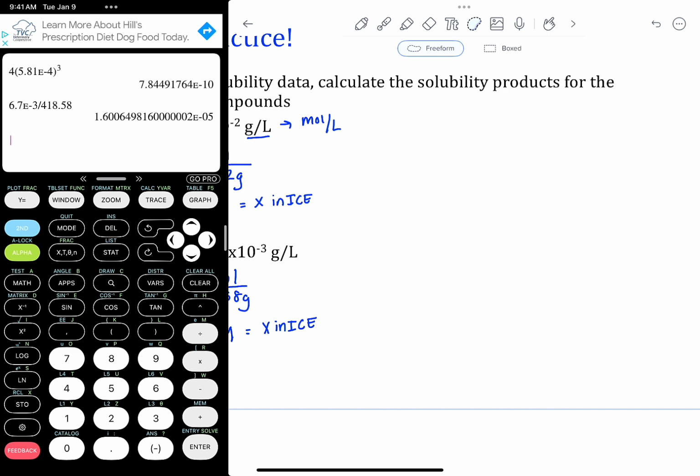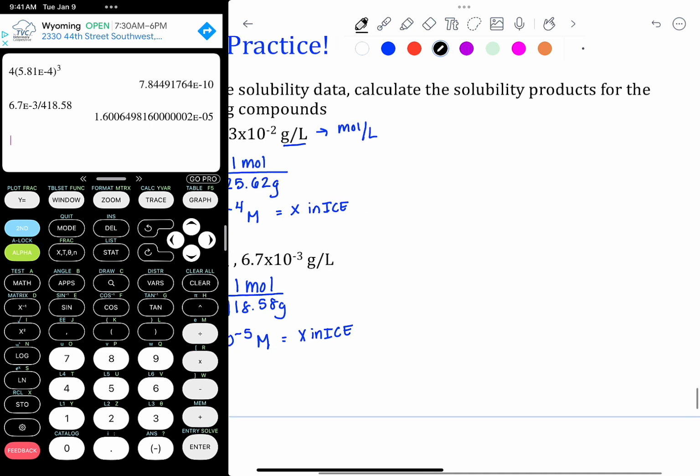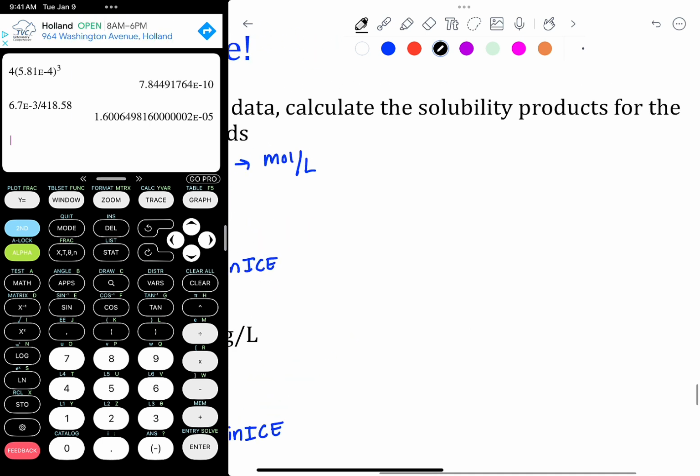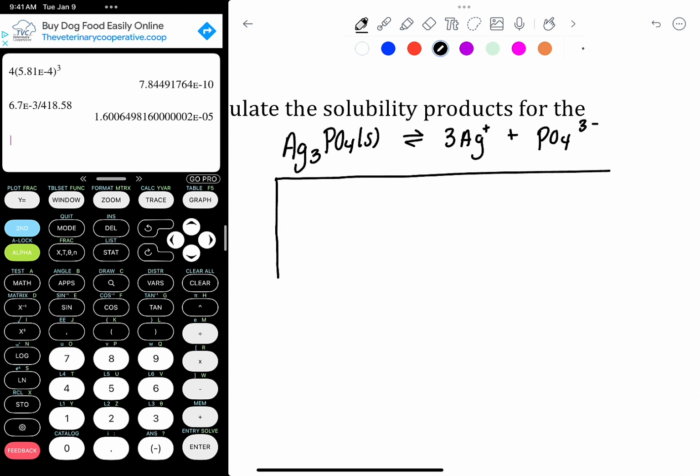Okay, so we have silver phosphate, so our balanced equation is going to be Ag3PO4, which we know is a solid, in equilibrium with 3Ag+ plus PO4 3-, giving us an ICE table like we had before.